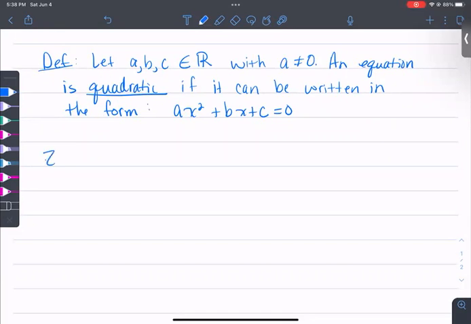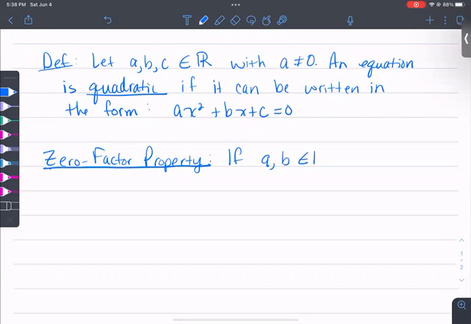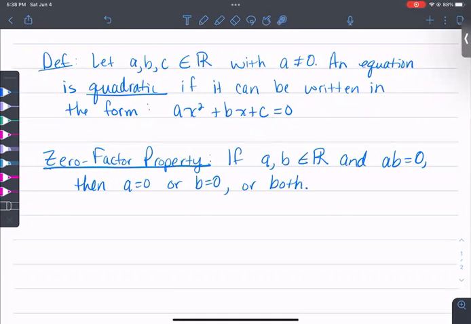Another property we're going to use is called the zero factor property. This property says if A and B are elements of the real number system and A times B equals 0, then either A equals 0 or B equals 0, or possibly both. Now, these are not the same, A and B, as the definition of a quadratic. This is a totally separate property. But what we use that for is for solving quadratics.